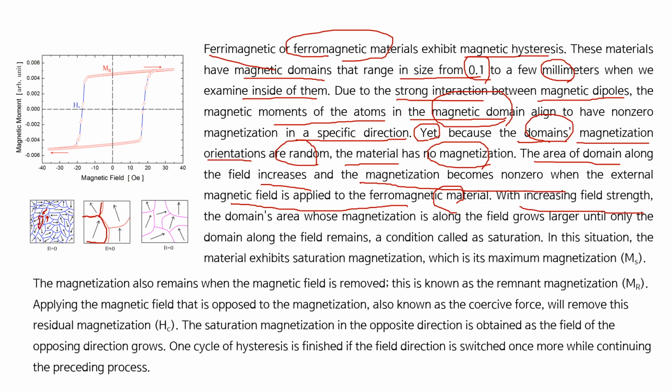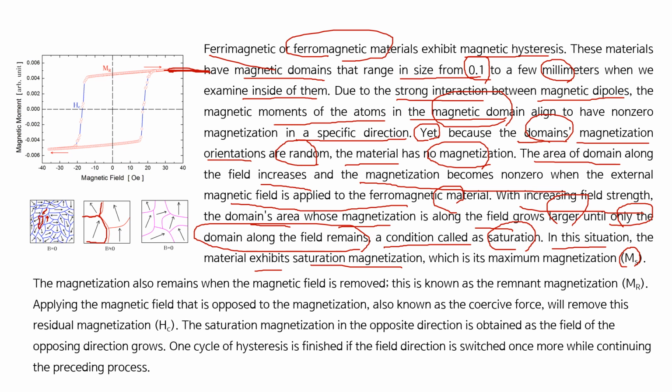With increasing field strength, the domain's area whose magnetization is along the field grows larger until only the domain along the field remains, a condition called saturation. So we can have maximum magnetization because only the domain along the field remains. In this situation, the material exhibits saturation magnetization, which is its maximum magnetization Ms.